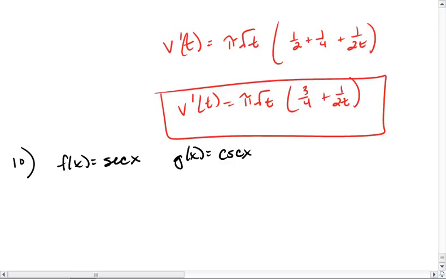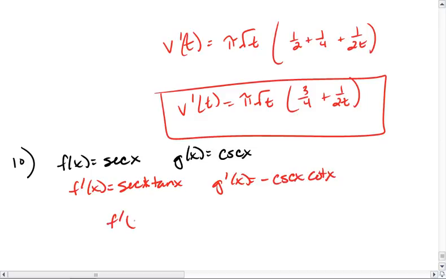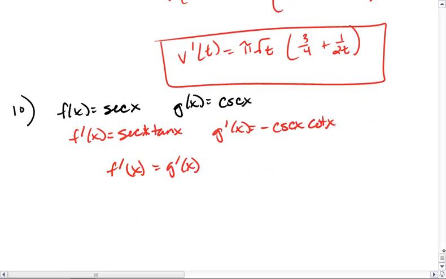That the rates of change are equal means that we want to show that the derivatives are equal. So f prime of x is secant x tan x, and g prime of x is negative cosecant x cotan x. And we want to set these derivatives equal to each other and see if there's some value x where the derivatives are equal, where their rates of change are equal. We get secant x tan x equals negative cosecant x cotan x.